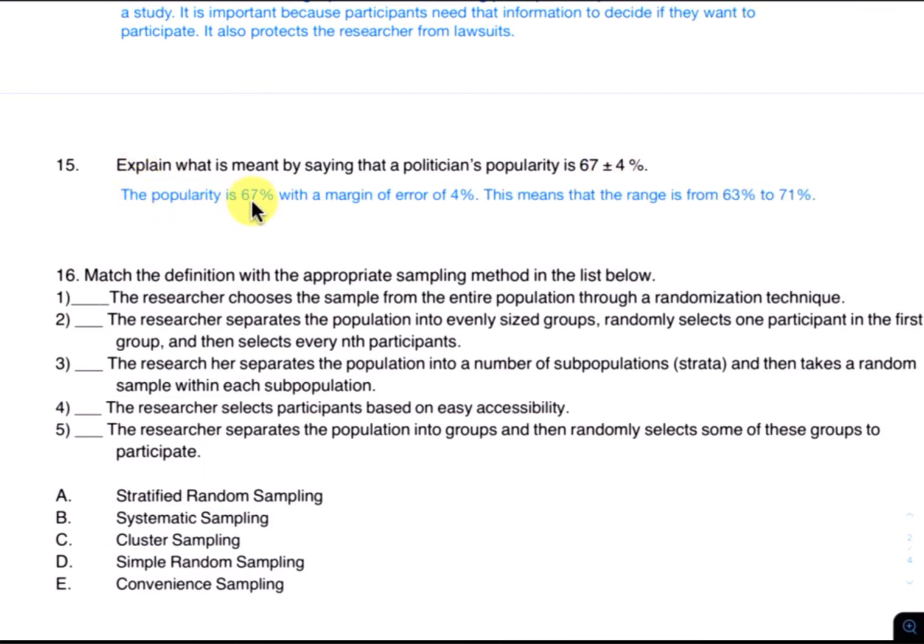Well, this means that the popularity is actually 67%, but with a margin of error of 4%. If you subtract 4% from 67, you'll get 63. And if you add 4% to 67, you get 71. So that means that the actual range is between 63 to 71%.